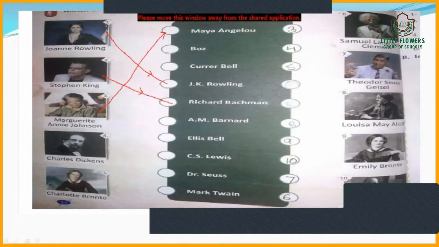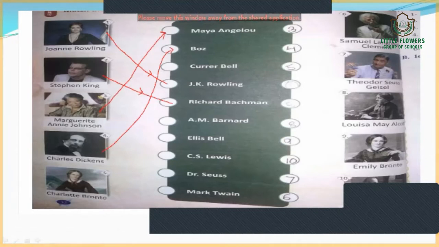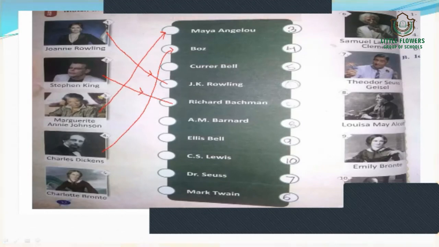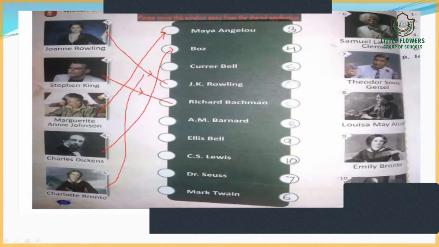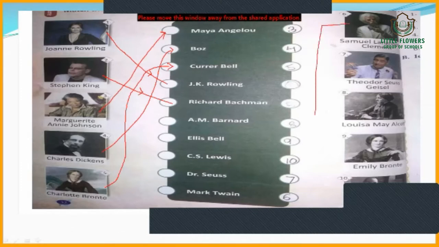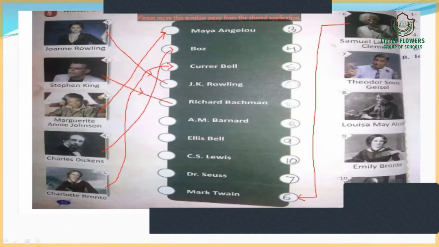Fourth is Charles Dickens, who has written as Boz. So let's match this one also, Boz. Next is Charlotte Bronte. She has written as Currer Bell. So let's match the fifth one, Currer Bell. Look at here, Currer Bell, this one. The next one is Samuel Clemens. He has written as Mark Twain. So let's match Samuel Clemens, who has written as Mark Twain. Look. Next is Theodor Seuss. He has written as Dr. Seuss.